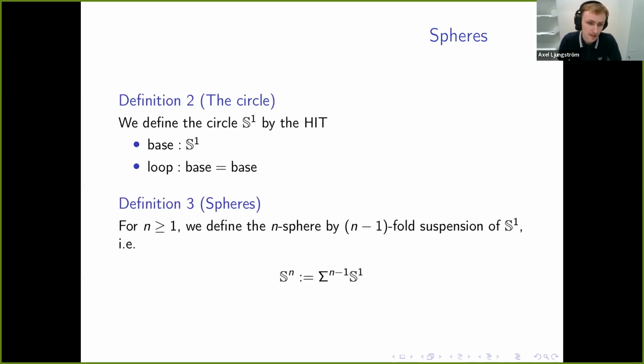So that's suspensions. I'm going to need the circle. The circle I like to define with a base and loop construction: a base point and a loop from base to itself. Some people prefer susp of bool. I'm not going to get into that debate now. I like this one; it's easier to work with. We can also then define higher spheres, the n-sphere, by taking the n-1 fold suspension of S1.